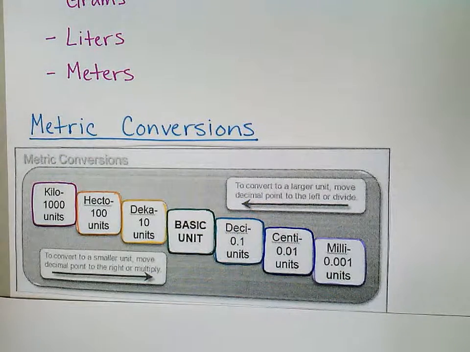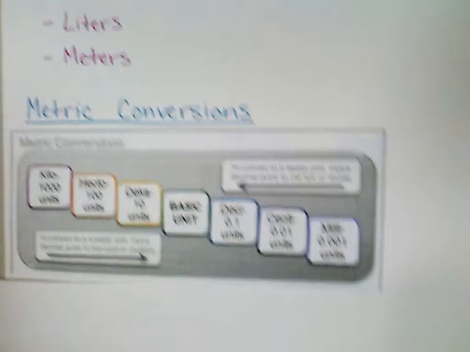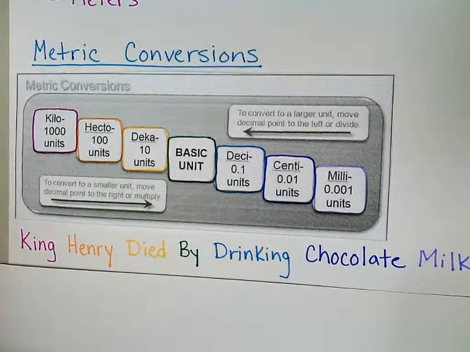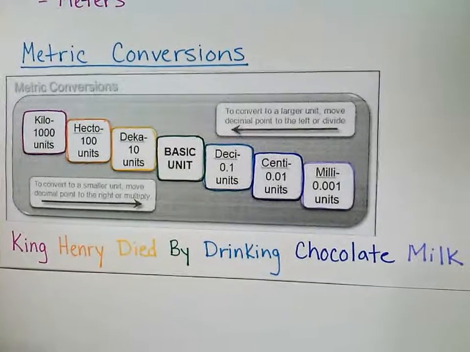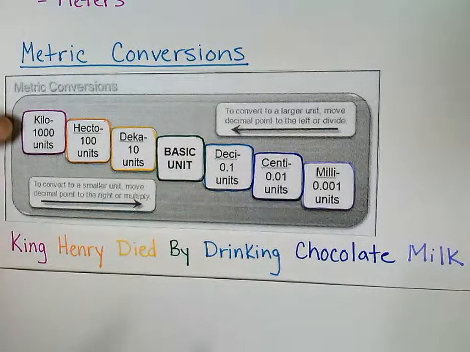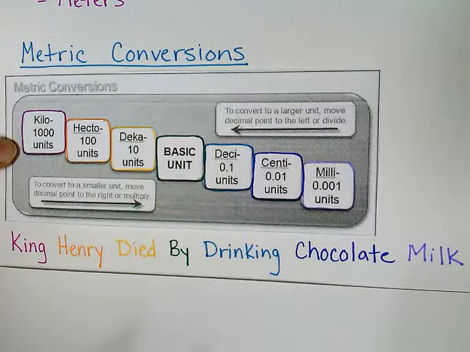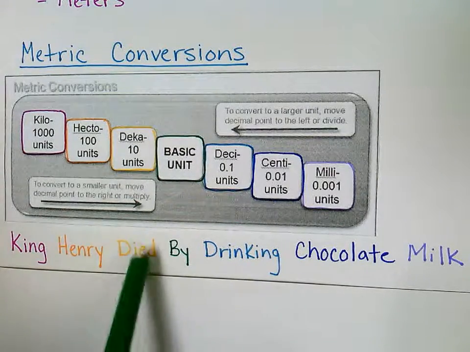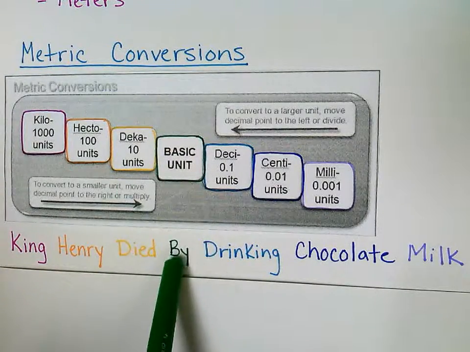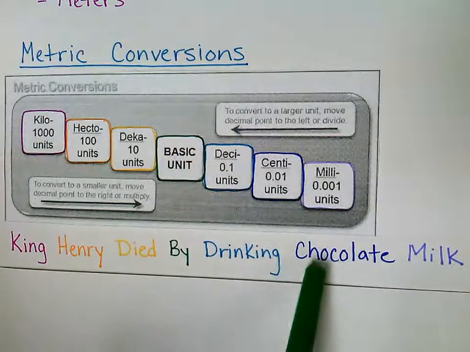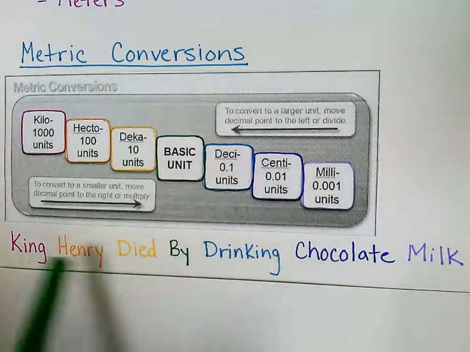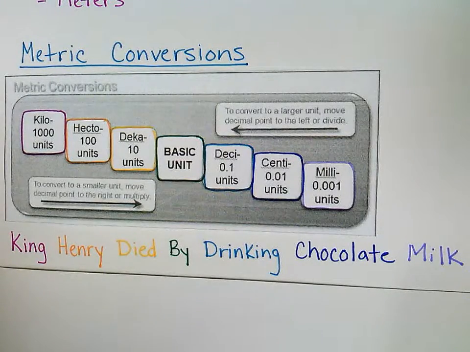I'm going to give you a little way that you can remember the order of these, which is King Henry died by drinking chocolate milk. And as you see, the kilo for king, they line up. Hecto, Henry, died, deca, your basic unit, drinking, deci, chocolate, centi, milk, milli. So if you can remember King Henry died by drinking chocolate milk, you'll never forget the order of those. And we're going to use that to do some examples of the conversions.